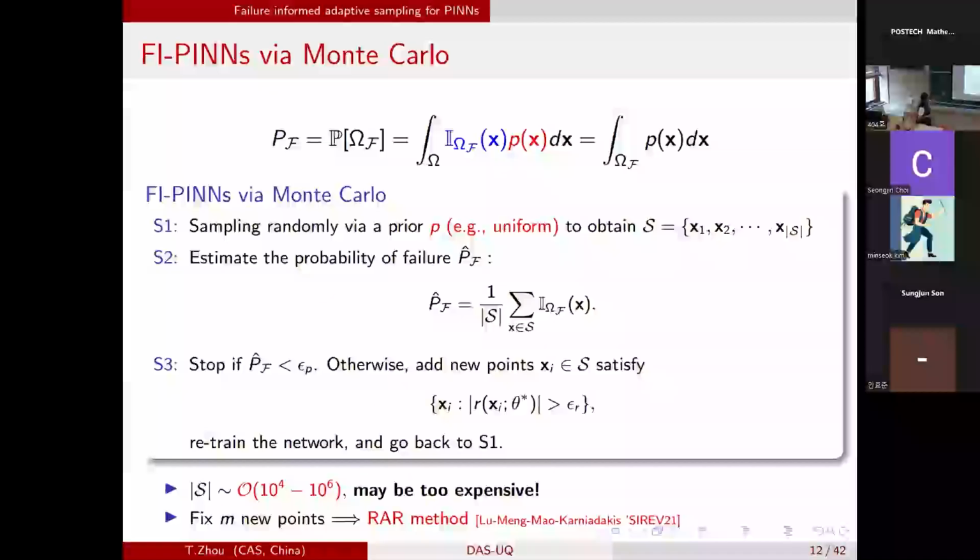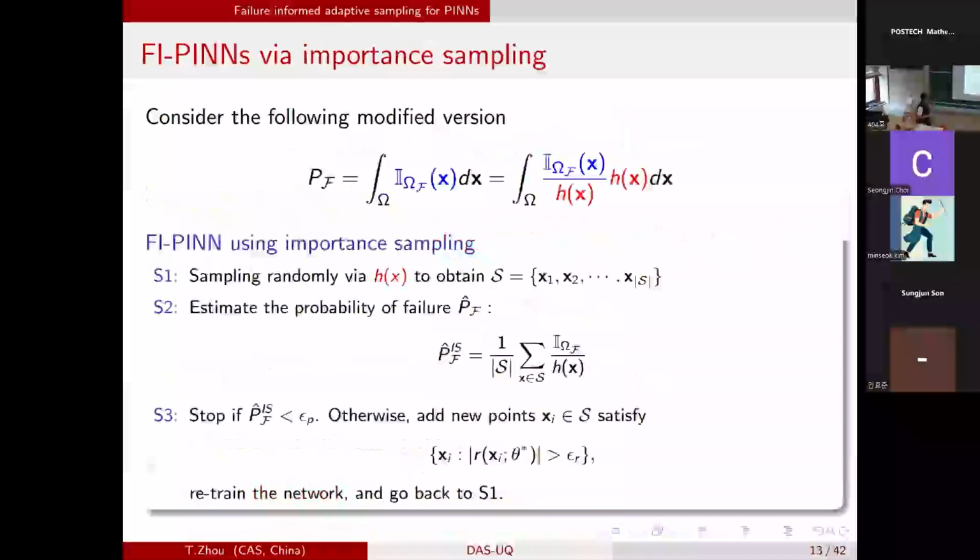But you can imagine that this can be very inefficient. Because, as I said, the singularity is locally distributed. You can't use uniform sampling in each step to find the new points to add to the training set. So you have to do this in the importance sampling way, as I mentioned before. The best way is actually, in each step, to sample with the optimum density.